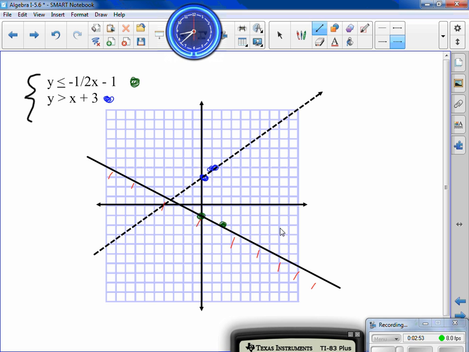Where does this shading go? Does it go above this line or below this line? Why above? Because it's greater than. So I'm just going to go and put arrows above.